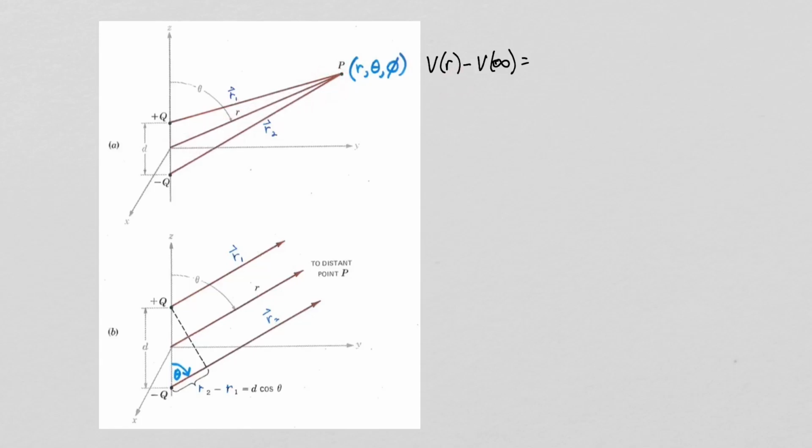We can use superposition to find the potential at point P due to the plus Q and then due to the minus Q and just add them. Here is the potential at point P due to charge Q, and here is the potential at point P due to charge minus Q.